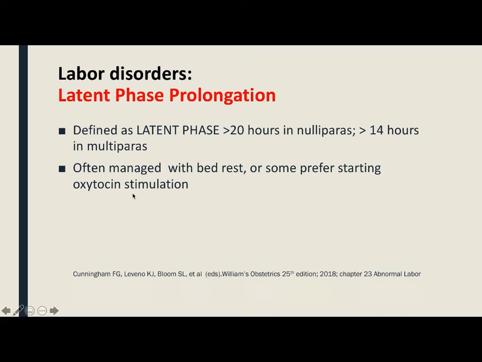So what is latent phase prolongation? Latent phase prolongation is defined as latent phase that is more than 20 hours in nulliparous or more than 14 hours in multiparous. And as you have already seen in the table shown earlier, this is often managed with bed rest, or some would prefer starting oxytocin stimulation.